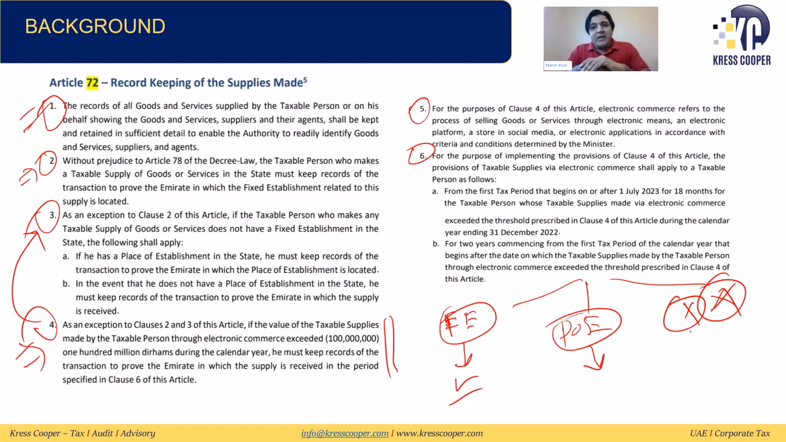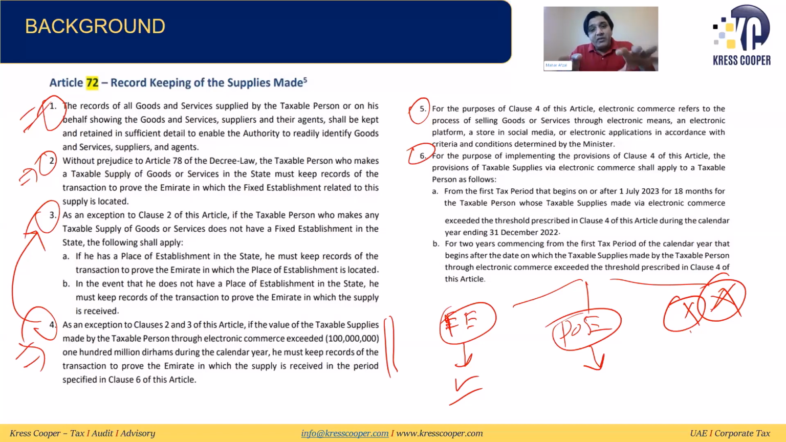In Article 5, they have discussed what electronic commerce is. They said basically it is the process of selling goods and services through electronic means. It can be a website, it can be an app as well. The different modes of electronic means we'll discuss in detail. Then in Article 6 of the revised Article 72, subclause 6, they have discussed the reporting requirement that we'll discuss in detail.